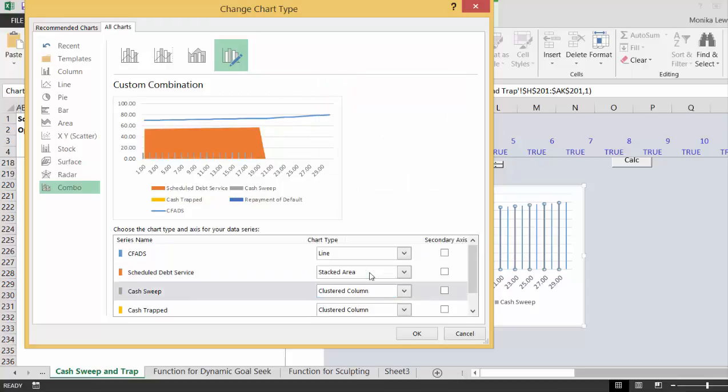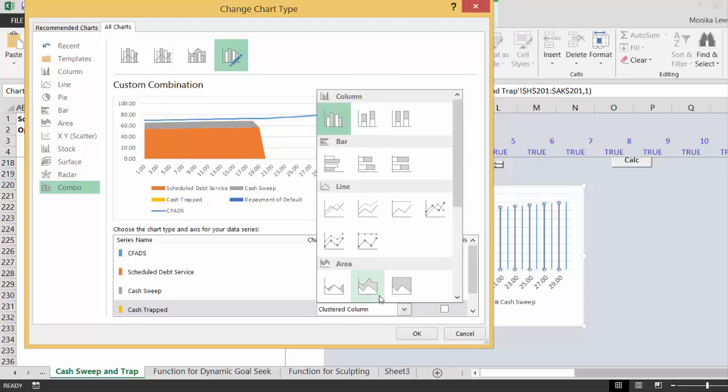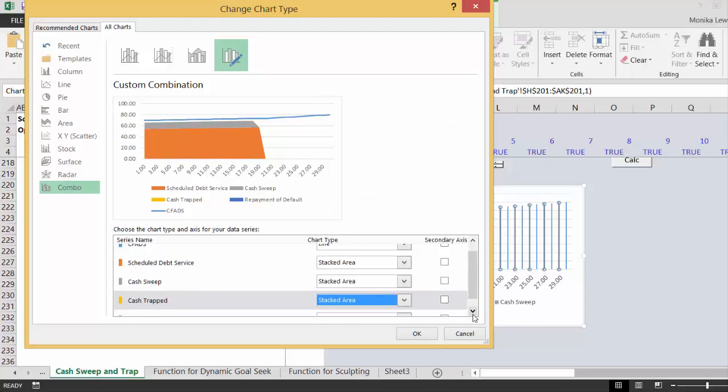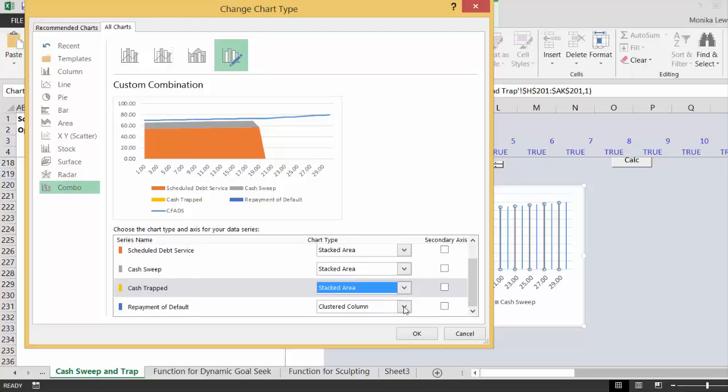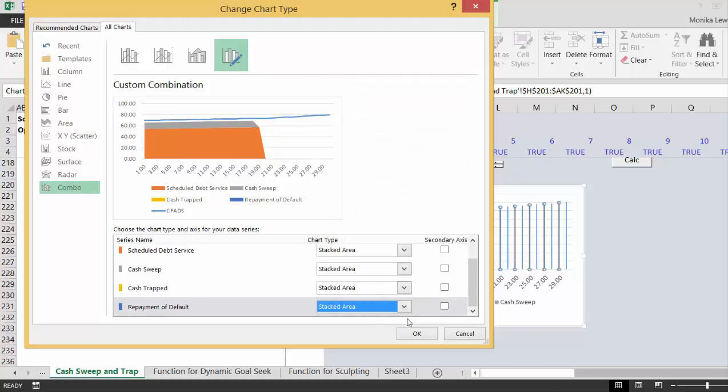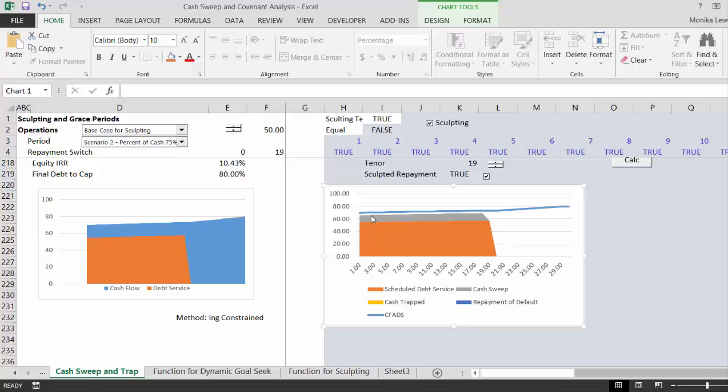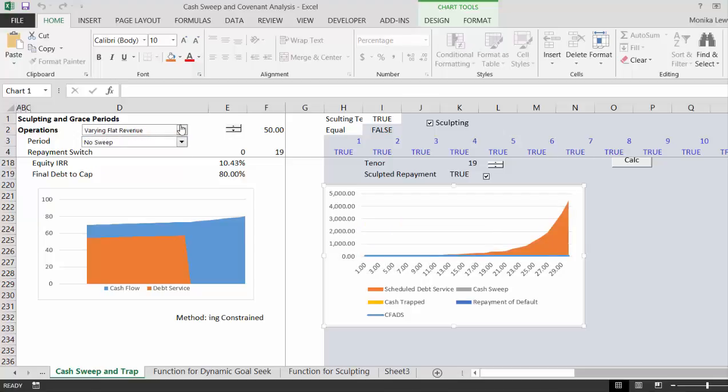Okay, and then you might want to stack them differently. And when you stack them differently, you have to go to that other select data option. Is that it? Okay, so here we have the cash flow sweep and the cash flow trap. If we put 100% cash flow sweep, then it's just higher, and if we put no sweep, then we get a lower amount. And let's put our case with the varying cash flow.